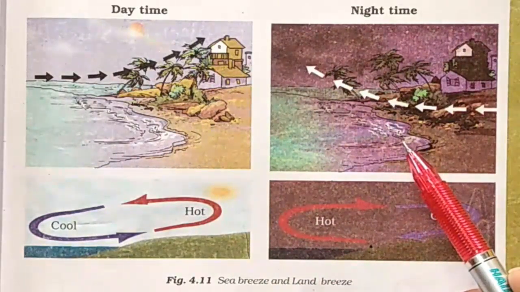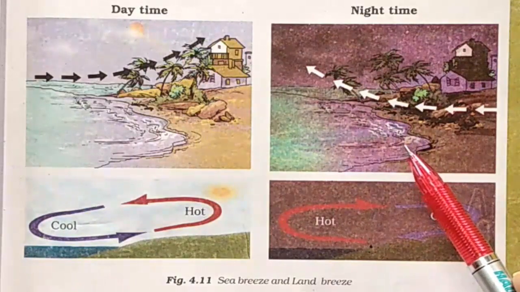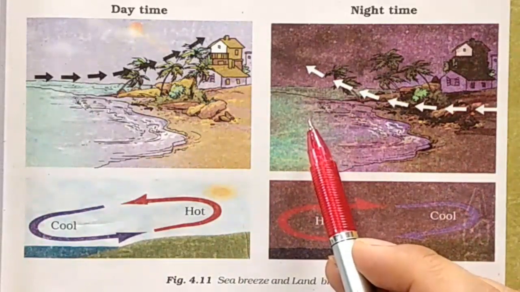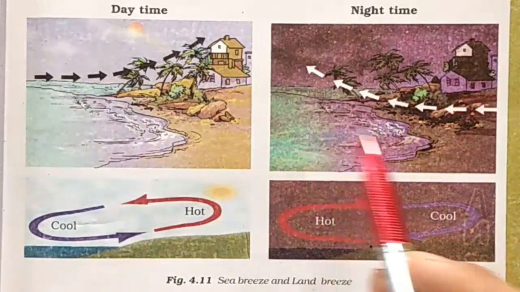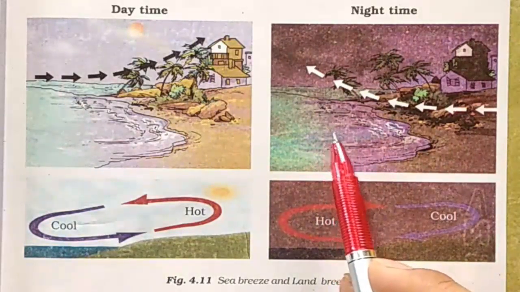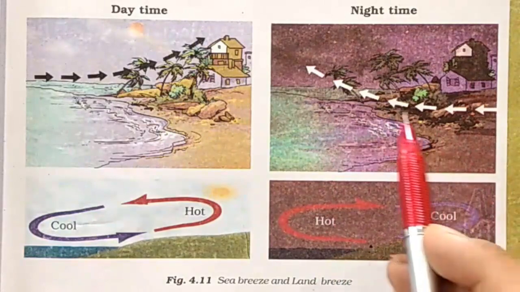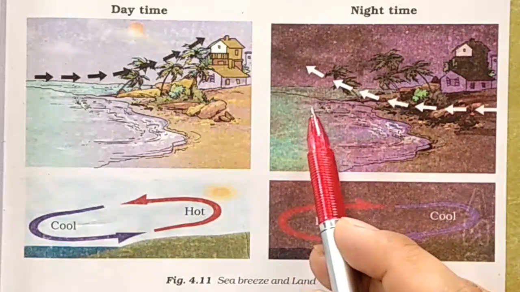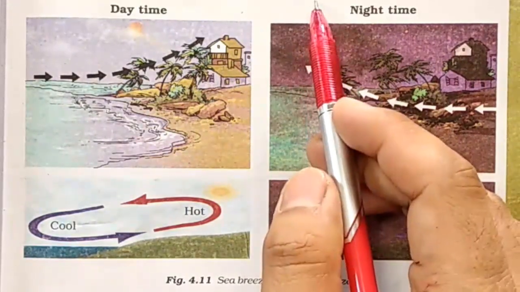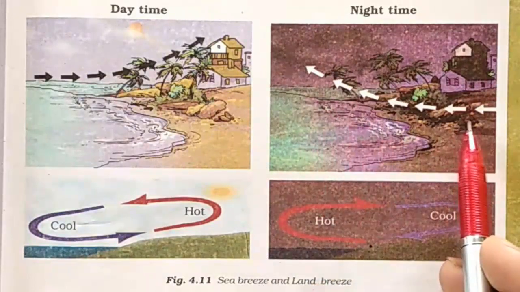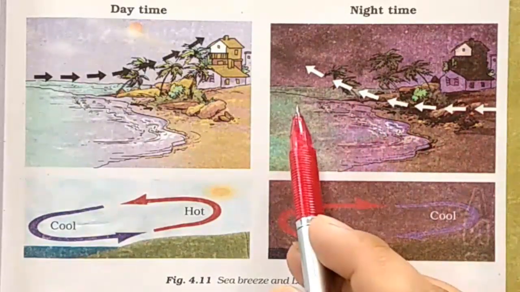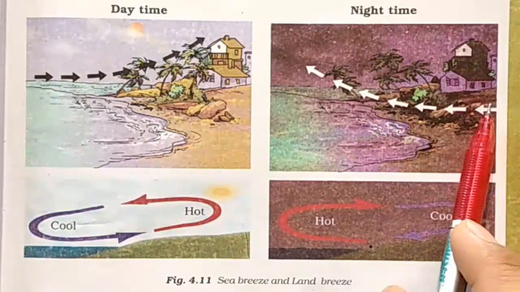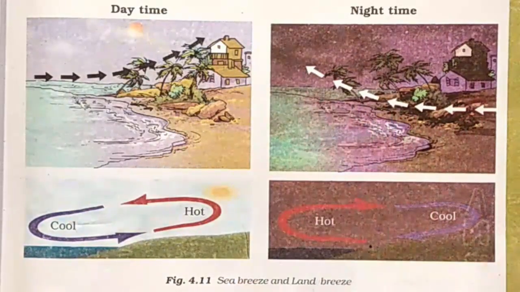And in the night time, it is the reverse process of the sea breeze. That is, the water cools down more slowly than the land. So the warm air above the sea rises up. In order to fill that space, the cool air from the land rushes towards the sea. So the cool air from the land moving towards the sea is called land breeze.